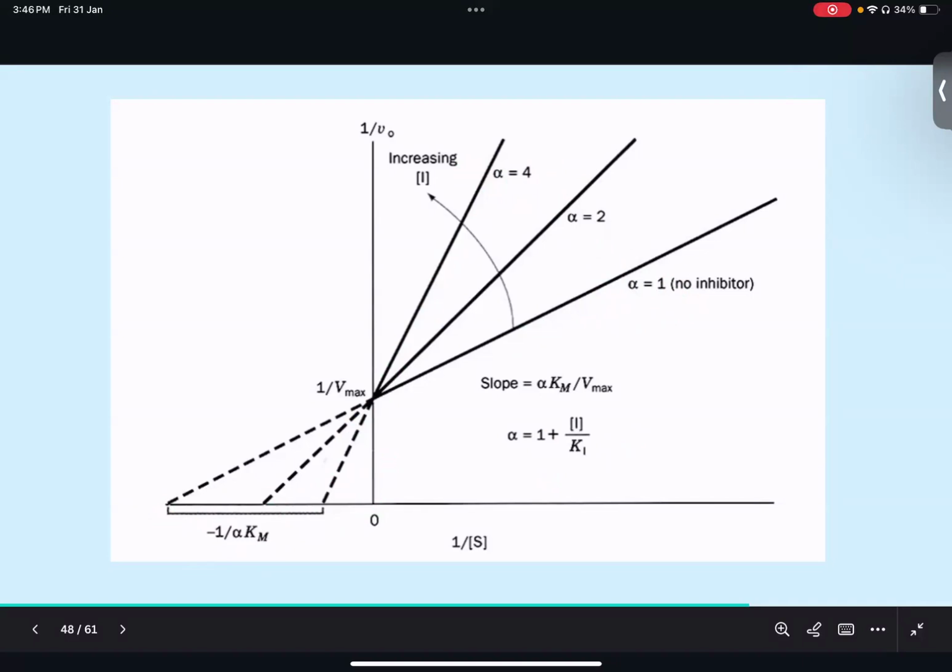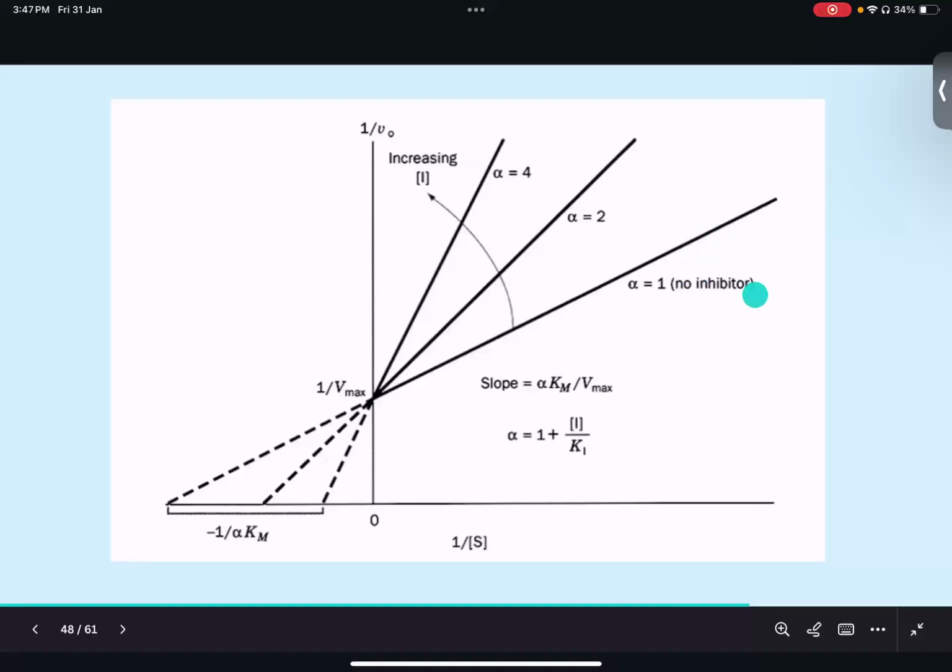So for a competitive inhibitor, the Vmax will not change. Why? Because if we increase the substrate, the substrate will compete with the competitive inhibitor and reverse the inhibition, okay. So the Vmax will not change, but the Km will increase. Which Km is going to be representing the competitive inhibitor? These are all competitive inhibitors, but with different concentrations of inhibition, okay.